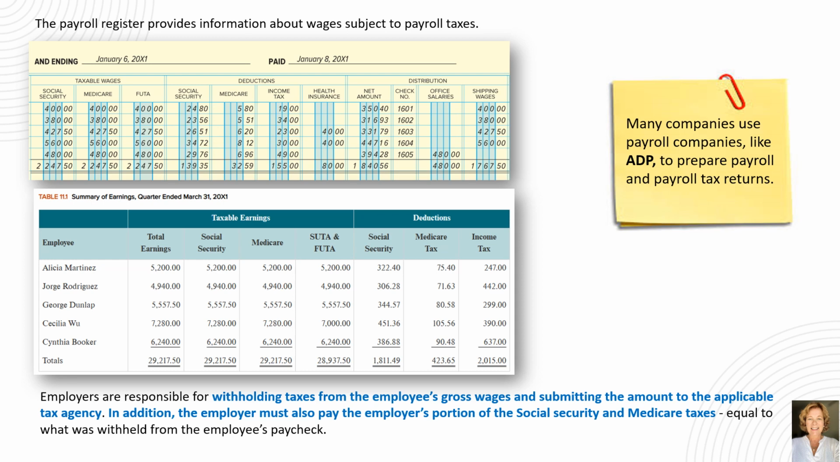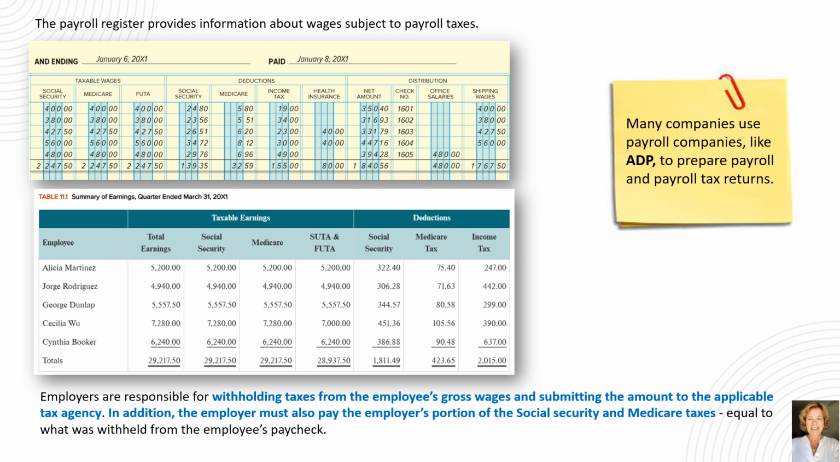Below that, we have three major sections. The first one is the taxable wages section, followed by deductions, and then a section called distribution. In the taxable wages section, we have Social Security and Medicare taxable wages and FUTA wages. In the deduction section, we can see the amounts withheld from the employee's paycheck for Social Security, Medicare, income tax, and health insurance. In the distribution section, we see the net amount paid to the employee, the check number, and whether the wages are office salaries and shipping wages.